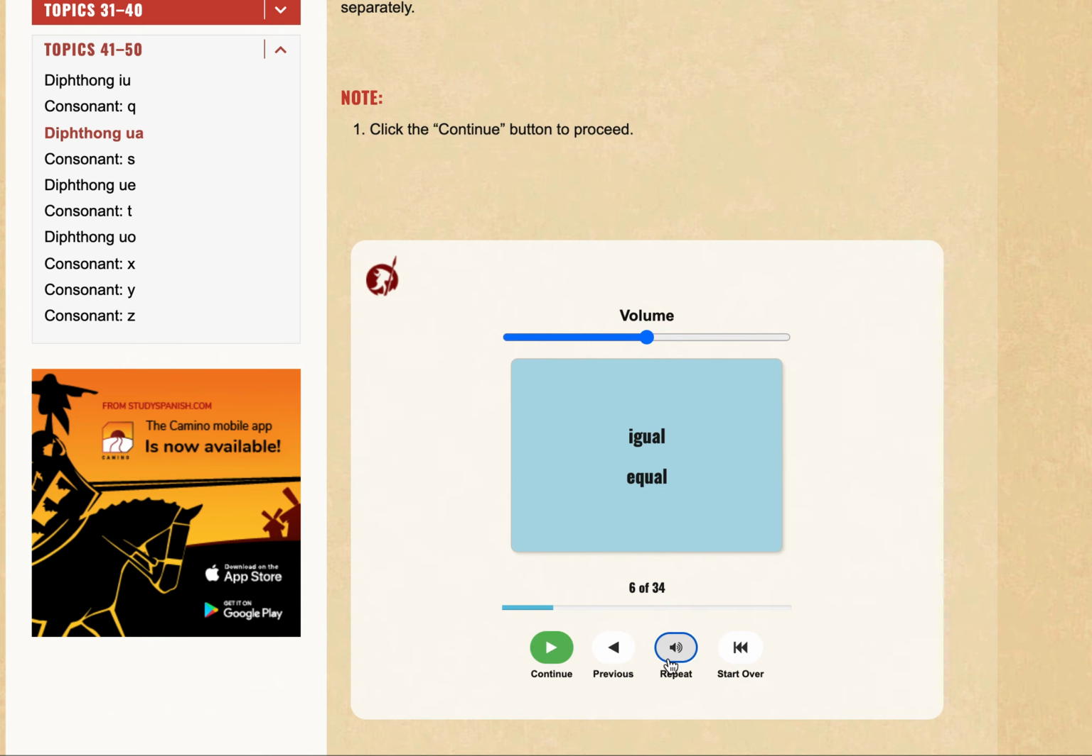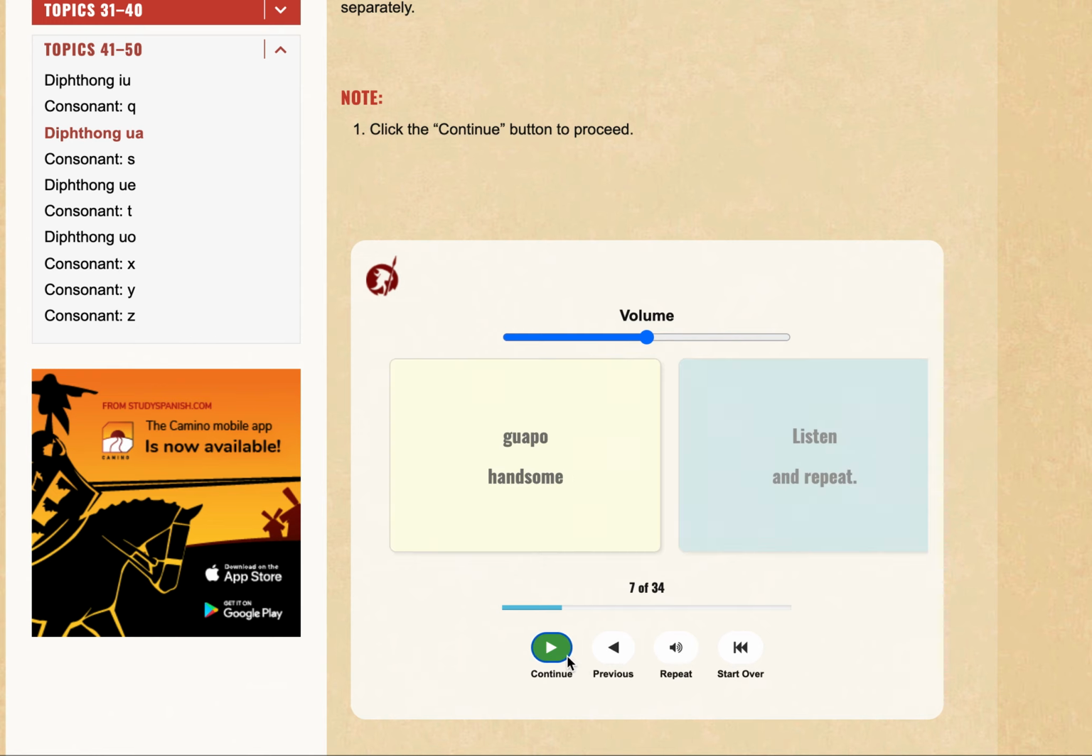Igual. Notice again that they're not pronouncing the G, right? It's very, very subtle, or it's hardly being pronounced. It's more like igual. And I would think that even water is like agua, right? And this is igual. Guapo. This is obviously pronounced guapo.